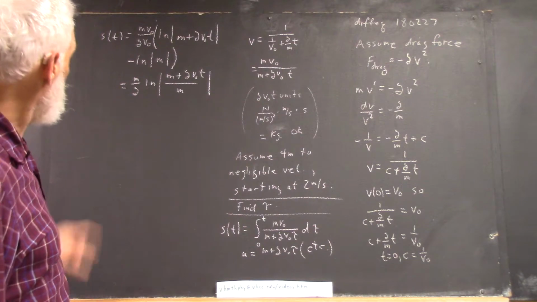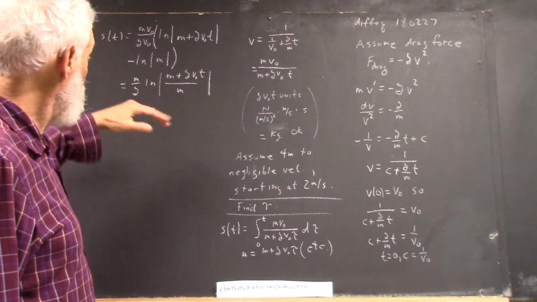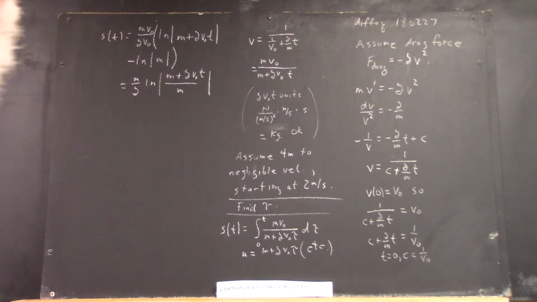Okay, so there's our position function. Now, how is that going to work with our given initial conditions? Because we have to make some assumptions that are going to have a big effect on our final result.